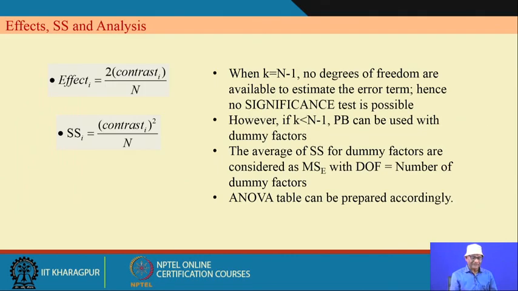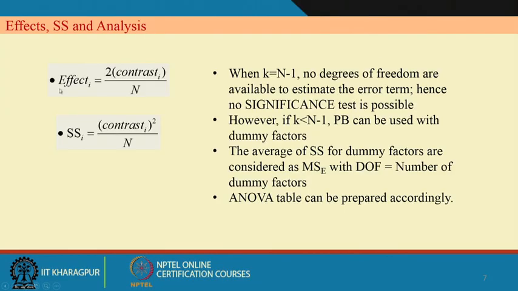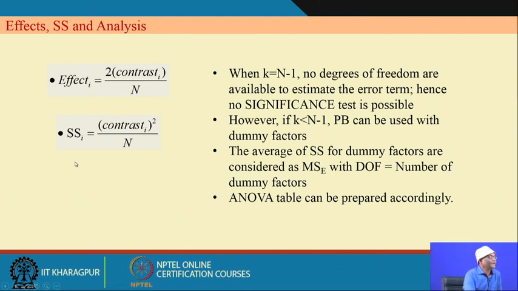Only the alias structure is not sufficient. You are required to find out the effects as well as the sum of squares, and as you want to analyze the data, you want to find out whether the effects are significant or not, and which of the effects are significant. Now, the effect formula and the SS formula are the same as what we have shown to you earlier.